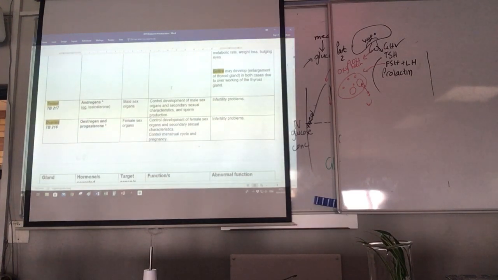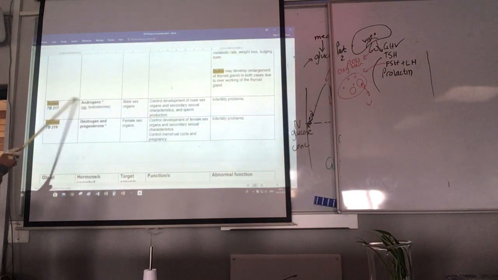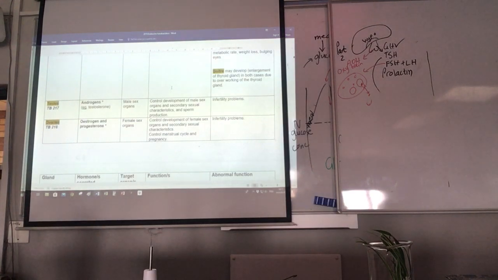Right, then the testes and ovaries. We talked about this with the reproductive system. The testes in males produce various hormones called androgens. The main one that we know about is testosterone, which causes secondary sexual development. From puberty, all the organs develop, and it also results in sperm production in the testes. And if you don't have enough, you have infertility problems.